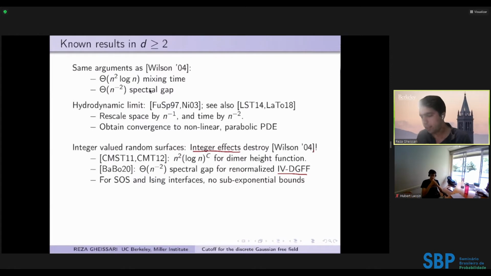And our hope is to just take the simplest version of the dynamics in dimension at least 2 for random surfaces, which is the discrete Gaussian free field, and prove cutoff, okay?